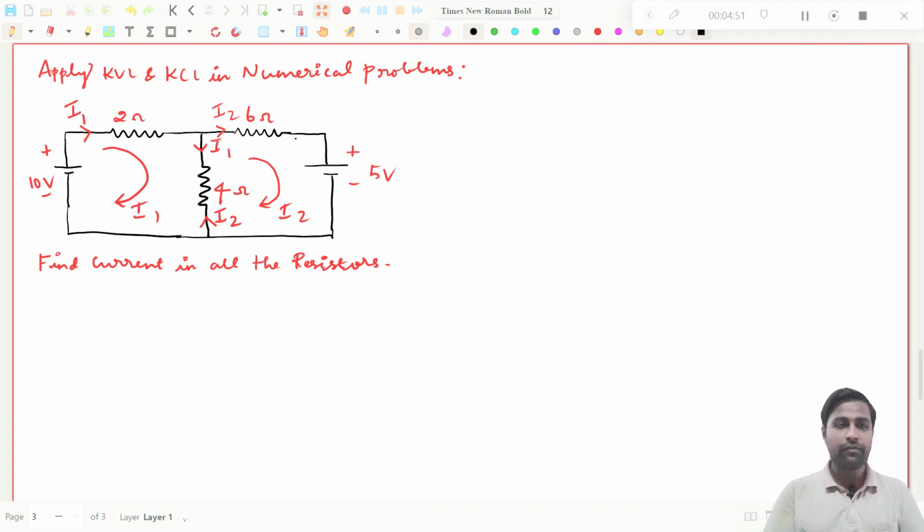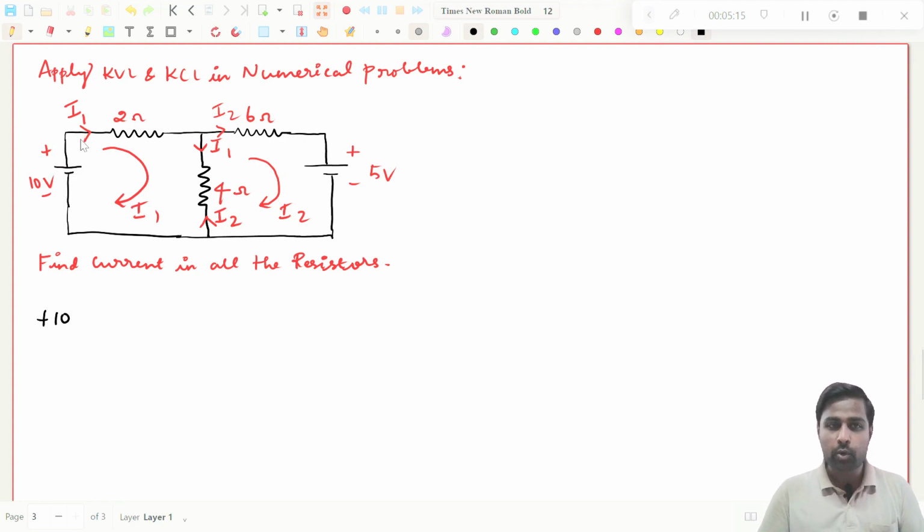We know that. So for that you start from this point, go in this way, come here, and you stop at this point, right? So first I will start at this point. If I'm going in this way, because my current direction is like this, I'm traveling from minus to plus. So what I have to do? I have to put plus 10 volt.